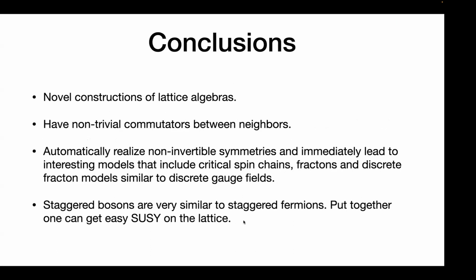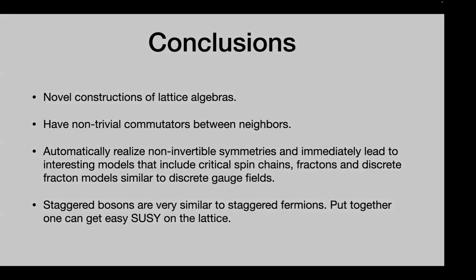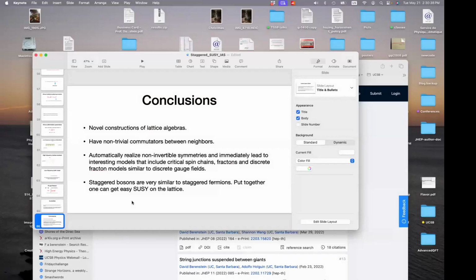Staggered bosons are really similar to staggered fermions, and when you put them together, you get SUSY on the lattice on the nose, with staggered fermions being paired exactly to staggered bosons. So that makes them even more similar to each other. And that's that. All right, thanks, David.